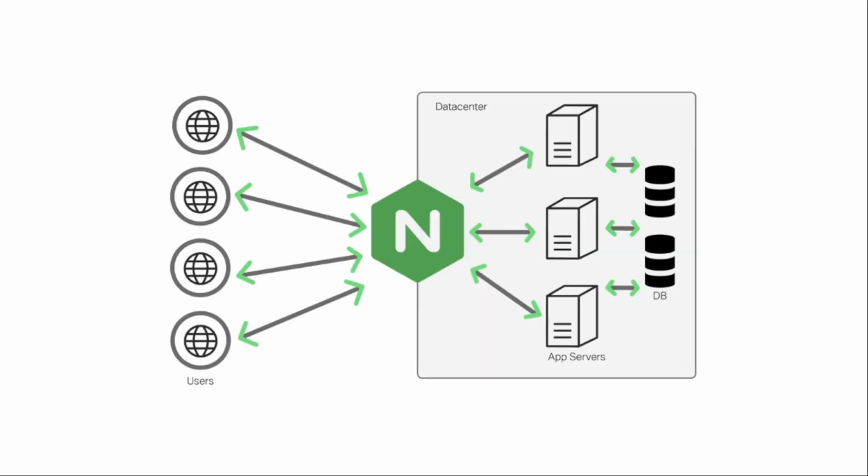This is the NGINX architecture diagram where the client request passes through NGINX and sends the request to the backend server. We will discuss this example later in this video.